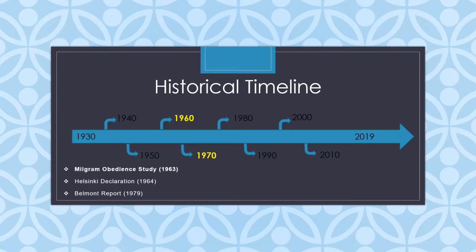Moving forward in the historical timeline, in the 1960s through 1970s you see the Milgram obedience study, which was conducted in 1963 by Dr. Milgram at Yale University. You have the Helsinki Declaration, which provides guidelines for clinical research and for the protection of research subjects, as stated by Sparks 2002, and the Belmont Report, which was issued by the National Commission for the Protection of Human Subjects of Biomedical and Behavioral Research. This provides ethical guidelines for the principles of respect, beneficence, and justice, also stated in an article by Sparks 2002.